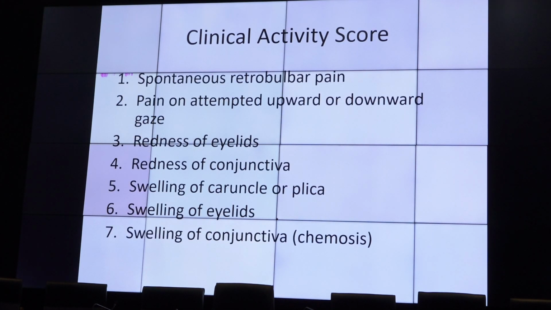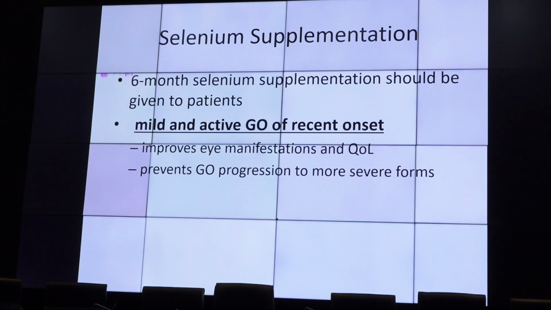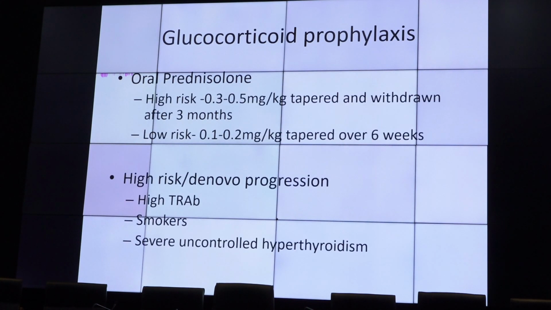There is a clinical activity score which we use when we see a patient who has thyroid ophthalmopathy. This is the clinical activity score, how we measure it. Then they are divided into mild Graves orbitopathy, moderate to severe, and sight-threatening. What is important for us as physicians is to know that selenium supplementation has come. For mild and active GO of recent onset, we can give selenium supplementation up to 6 months. This will improve the eye manifestations and the quality of life and prevent Graves orbitopathy progressing to severe. Selenium is commonly available in thyroid tablets, so we can give them the benefit.